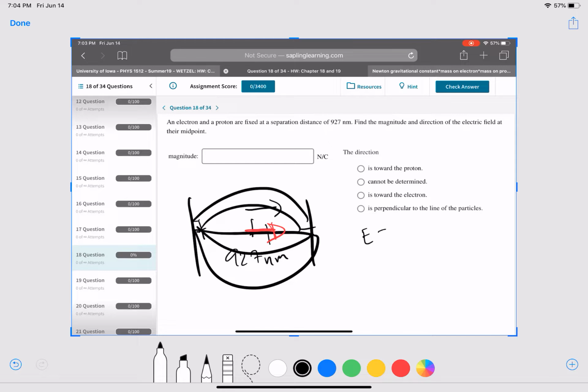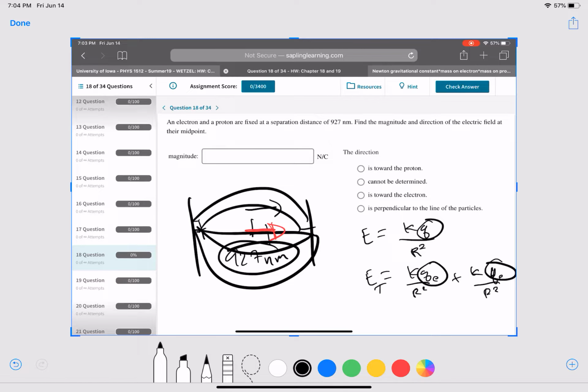Remember, the electric field is kq over r squared. We use this separation over 2 as our r, and then use the charge on the electron for the electric field strength of the electron, and the q for the proton. So the total electric field, E total, is going to be kq over r squared for the electron, plus kq over r squared for the proton. Since the magnitude of the charge on the electron and the proton are the same, and the electric fields are in the same direction, the total is just going to be 2kq over r squared. And then that should be your electric field.